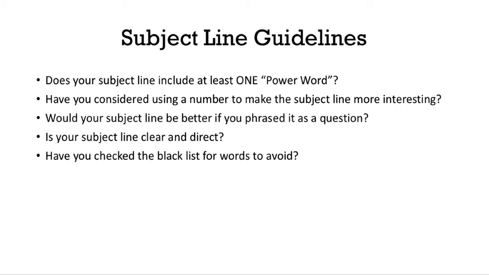Have you considered using a number to make the subject line more interesting? You can put numbers in your subject lines to quantify information. A good example of that would be "3 new list building methods that will rapidly grow your list." So you quantify the amount of methods by saying, I have 3 new list building methods that are going to help me grow my list. And the 3 list building methods kind of just gives it perspective, right? So that gets the reader excited.